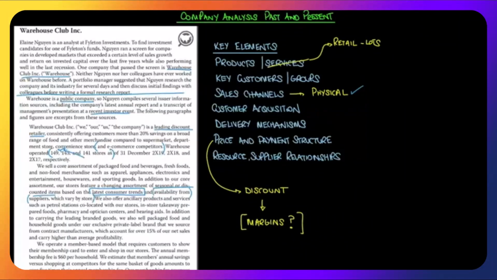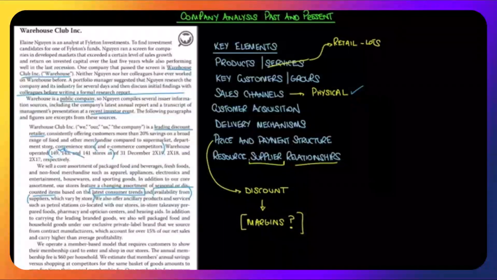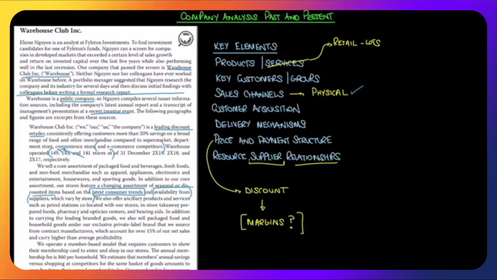So it sounds like they have relationships with suppliers whereby whatever's available and seems cheap at the time, they will take. So it'd be nice if they had a solid, tight relationship with suppliers where they could say, look, give us the nod. If you've got something that's in demand, you've got it in bulk, we'll take it. We also offer ancillary products and services such as petrol stations, okay, co-located within our stores. That's interesting.